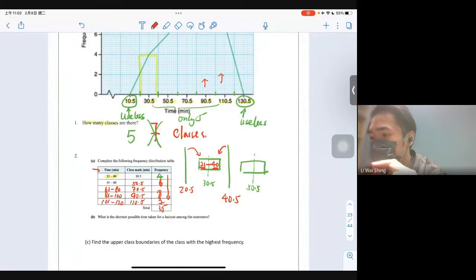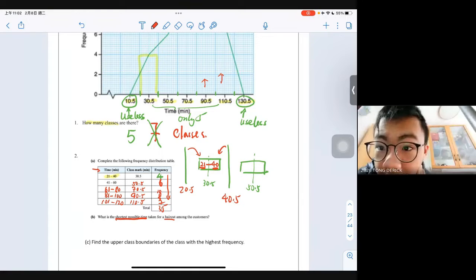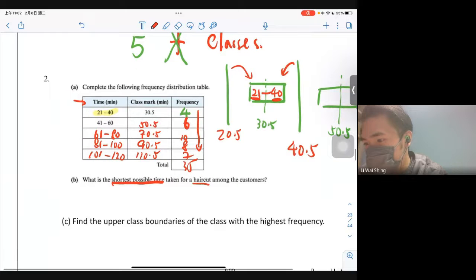Next, you want to find the shortest possible time for a haircut. 最短係剪幾耐時間？Okay, think about it. Derek. Yes, could you tell me how would you find this shortest possible time taken for haircut, by reading this table?